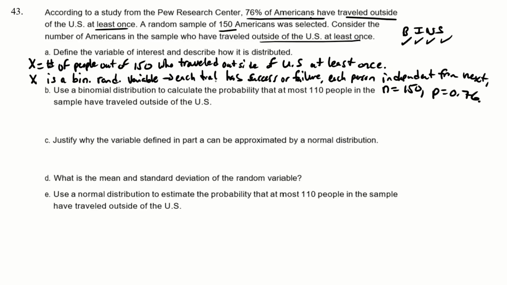Use a binomial distribution to calculate the probability that at most 110 people in the sample have traveled outside the U.S. Oh, also we have to, I forgot. Also, we have to calculate the 10% condition for our part A. So I forgot to do that. Each person independent from the next, and then I'm going to put here that we have 150 people.